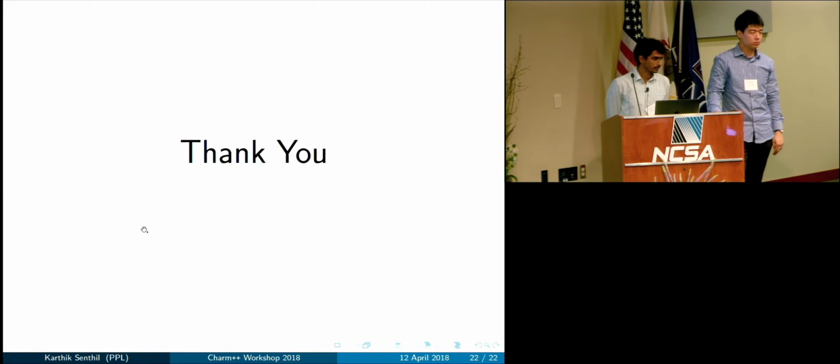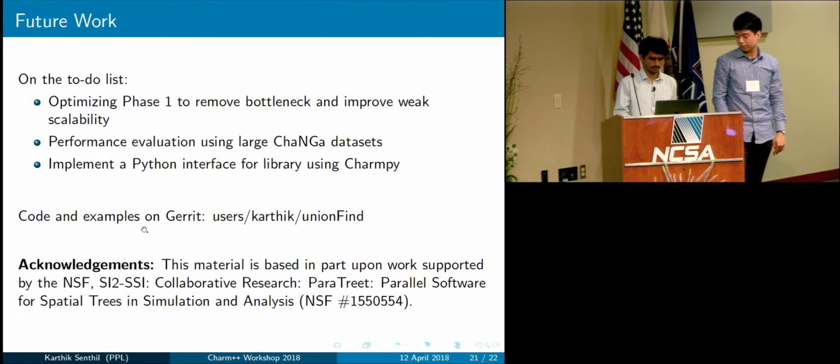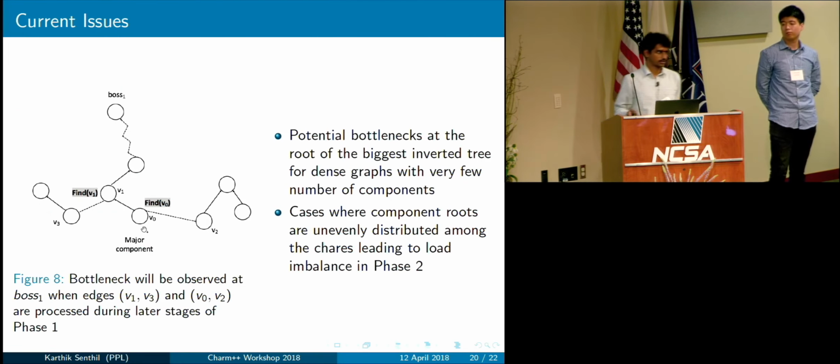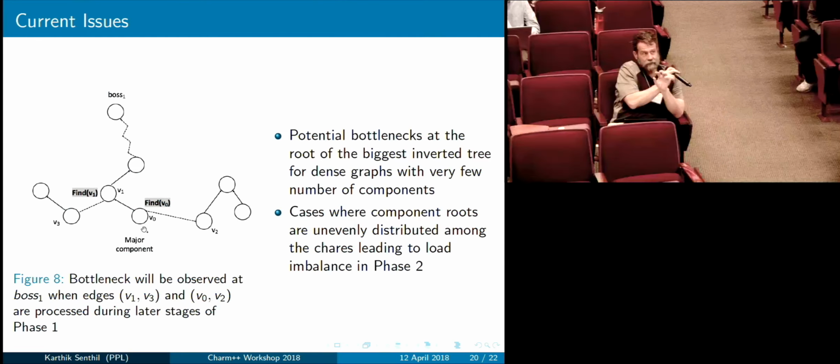I just want to make sure I understand your bottleneck case. If you just explain physically what's going on, is this a situation where you have essentially, say, the majority of your vertices connected into one group? Big component, yeah. And then just a few others, okay.